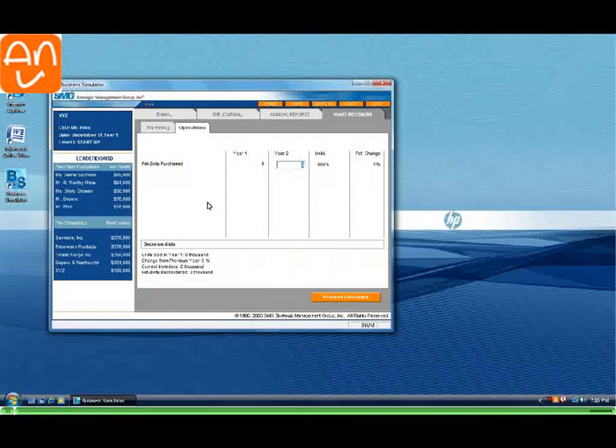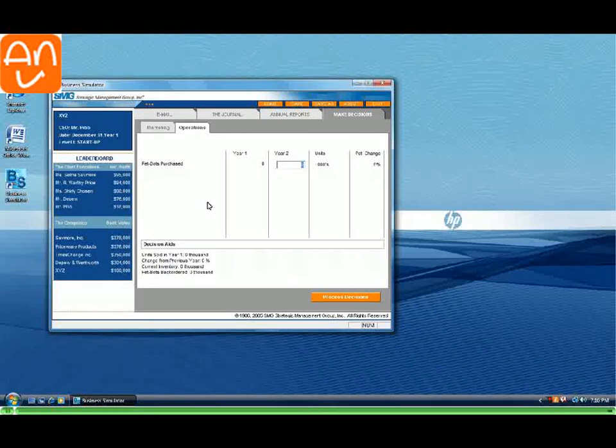This concludes the Part 3 of the Business Simulator tutorial. In Part 4, we will go over some of the new functions available on levels 2 and 3 of the simulation.